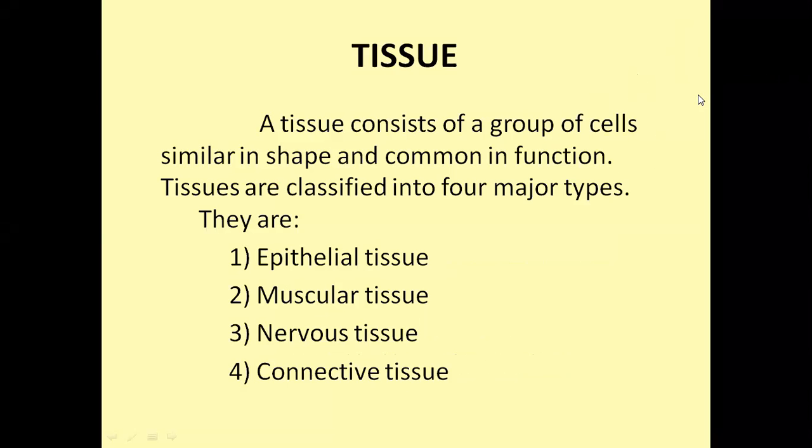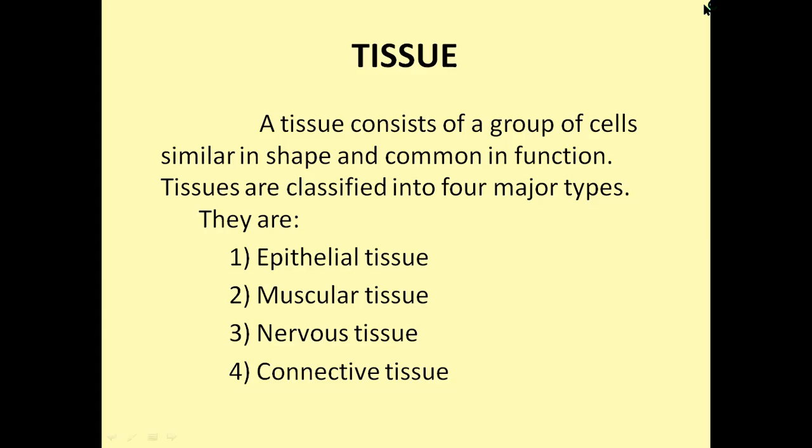Coming to tissues, you know that cells, of different types, having similar functions and structures are called tissues. So tissues are a group of cells which have similar structure and function. They are majorly classified into epithelial tissue, muscular tissue, nervous tissue, and connective tissue.